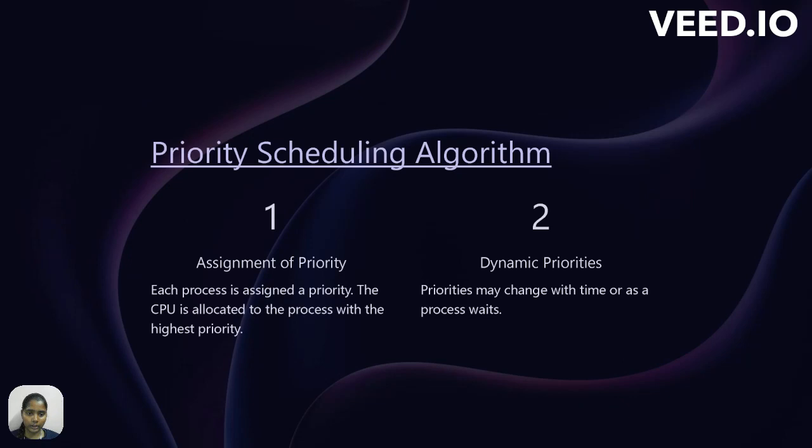Priority scheduling algorithm is divided into two types. The first one is assignment of priority and the second one is dynamic priorities. In assignment of priority, each process is assigned a priority. The CPU is allocated to the process with the highest priority. In dynamic priorities, priority may change with time or process weights.